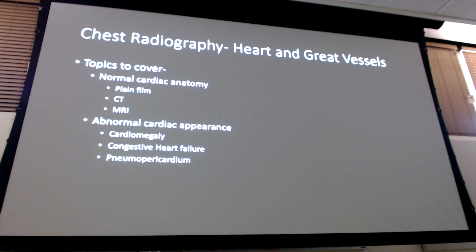What color is air on X-ray? Black. What color is soft tissue and fluid? Grayish, right? And the same. Which is why the heart looks the same as, it's all one, what's the word I'm looking for? Contrast, one density, right?